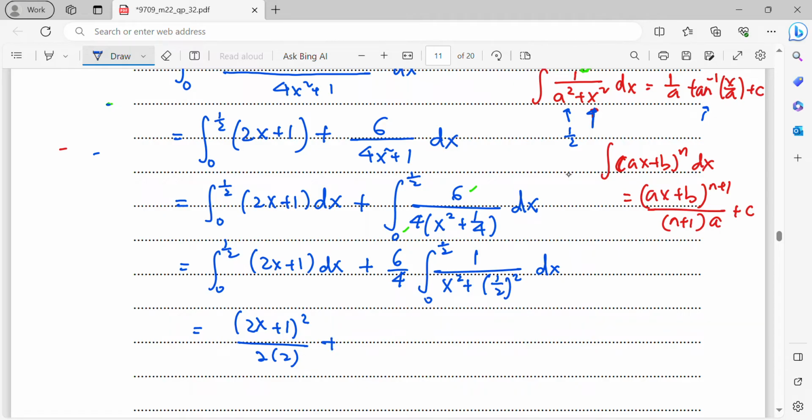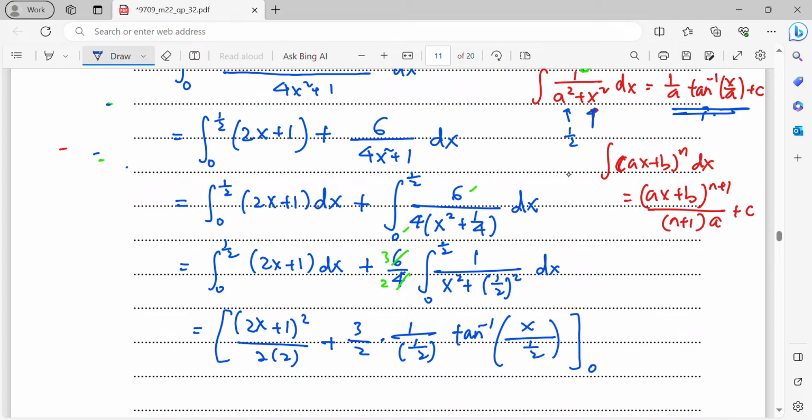Now, for the next term, okay, here is going to be 3 over 2. Then I will write plus 3 over 2. So use the formula here. 1 over a, my a is half. So times 1 over half inverse tangent x over half, limits from 0 to half.